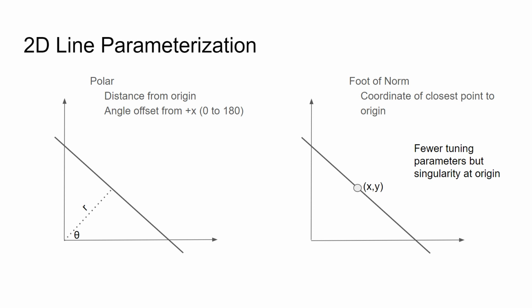This has the advantage that you remove some tuning parameters. With the polar, you need to specify how many bins there are for the angle, and then you also need to figure out a reasonable maximum value for r. With foot of norm, you create a histogram that's the same shape as the input image. Those aren't tuning parameters. A major disadvantage, though, of foot of norm is that it has a singularity at 0,0, which represents an infinite number of lines, and then the accuracy, as I'll show you later on, depends on your distance from the origin. There are some methods to mitigate that, but that's outside the scope of this video.